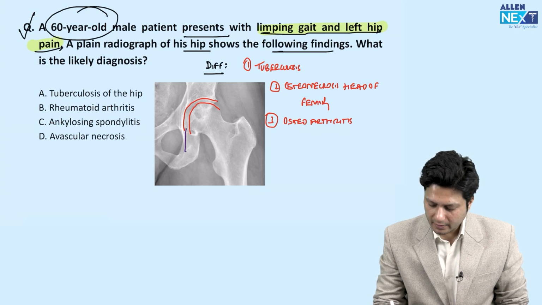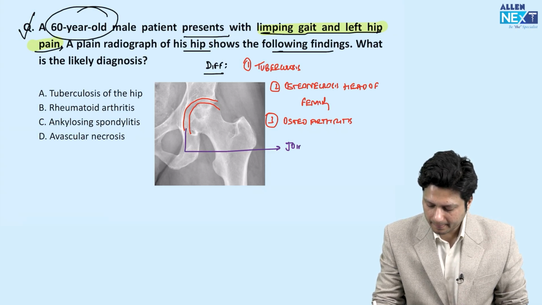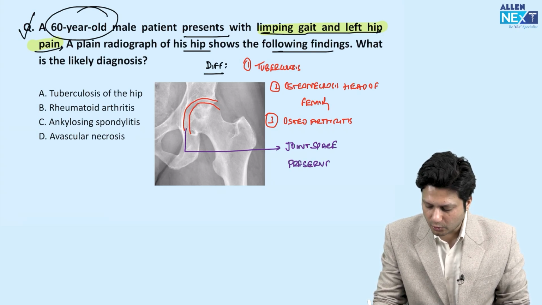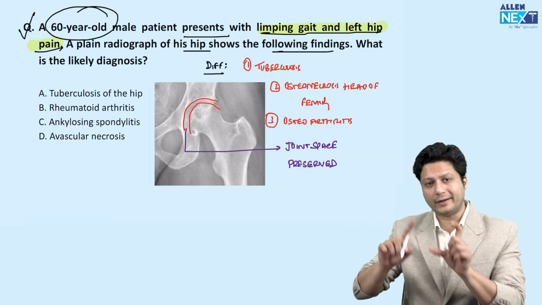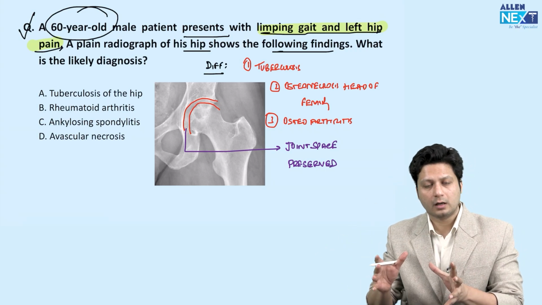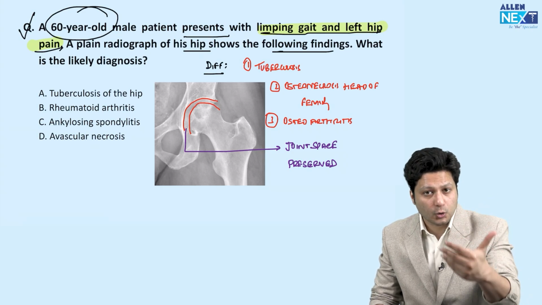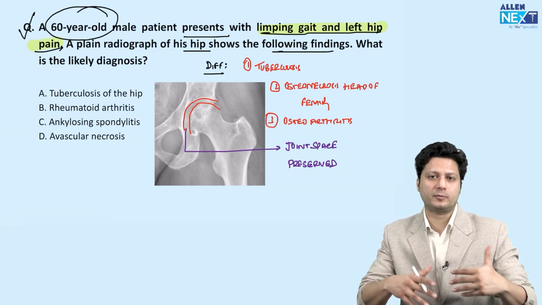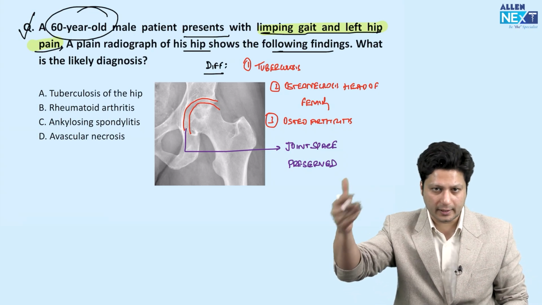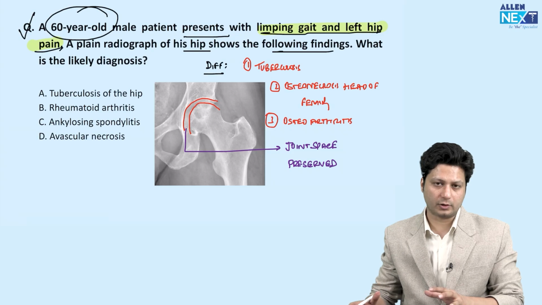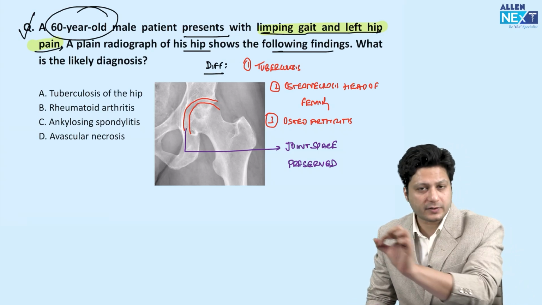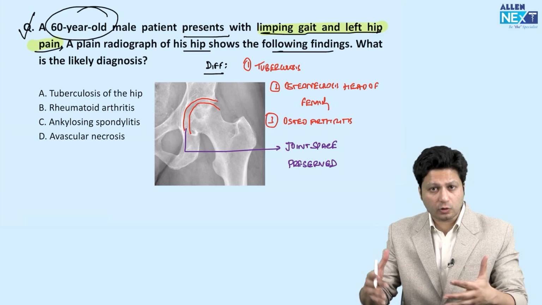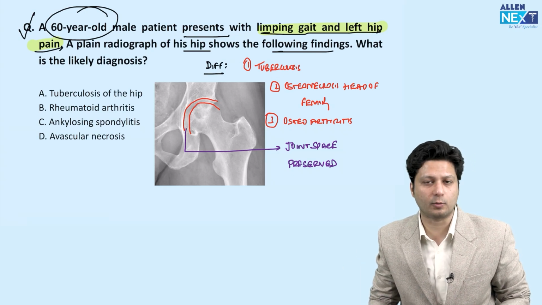The first one is that the joint space is preserved. The moment the joint space is found to be preserved, that is, normal and not reduced, tuberculosis is excluded. The moment you see the joint space is preserved, TB is excluded. So it is probably not tuberculosis. Now, what are the other findings in tuberculosis of the hip joint? That also will suggest that probably this is not the X-ray of tuberculosis of the hip.